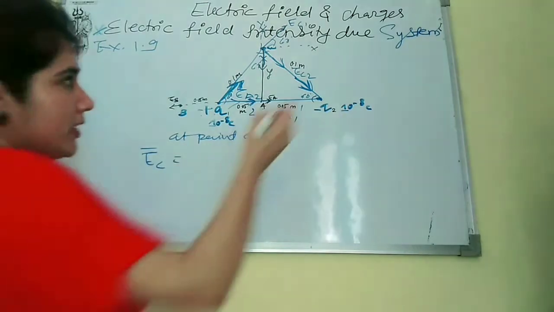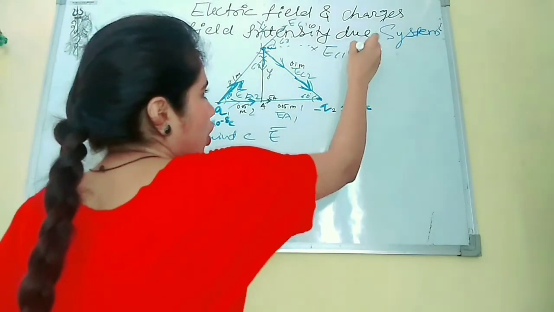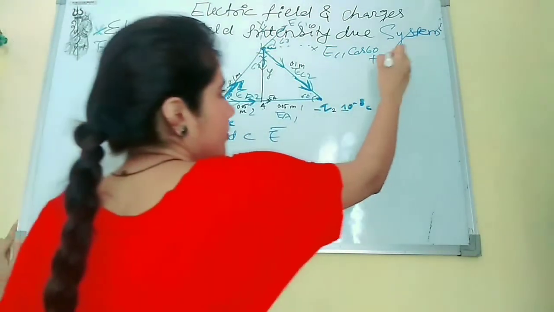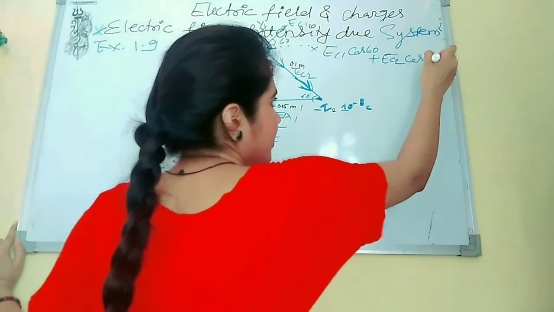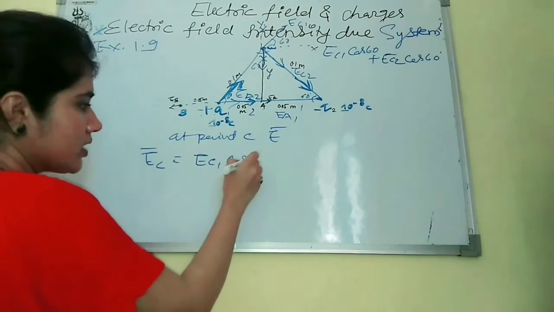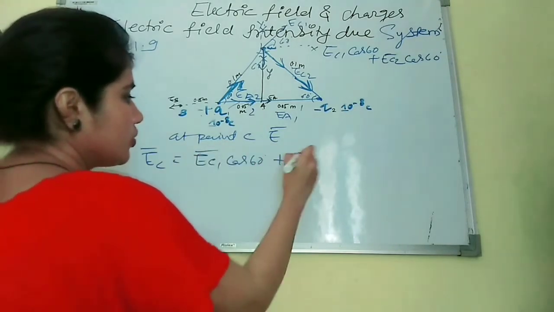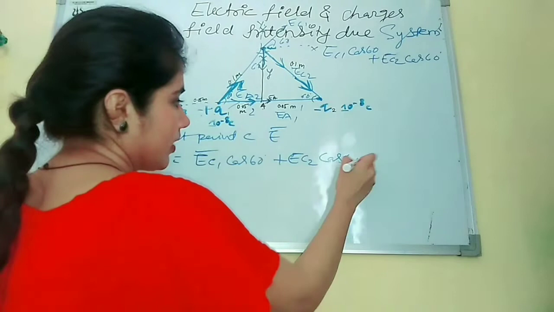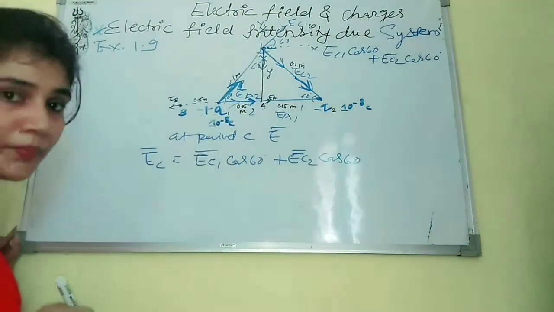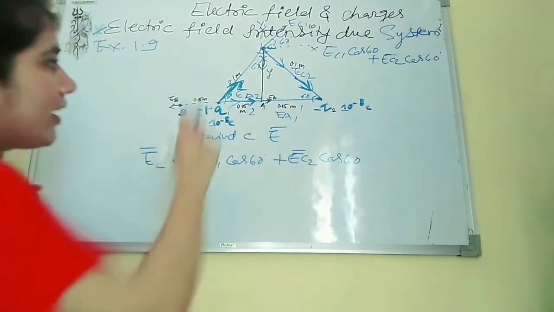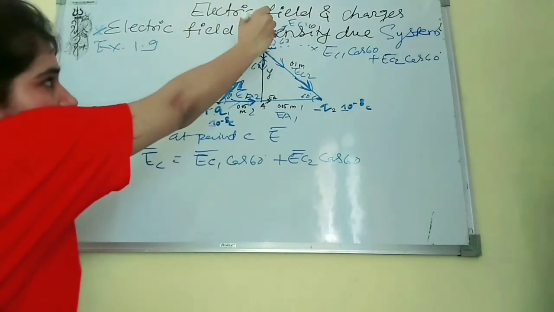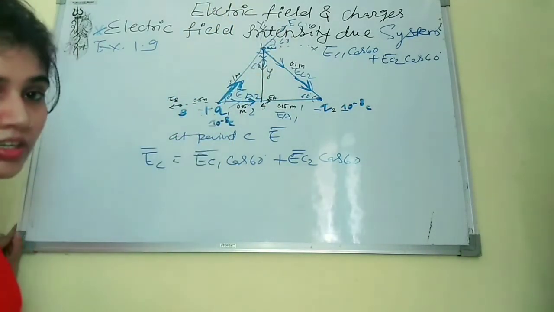So the component will be EC1 cos 60 plus, for this charge, EC2 cos 60. So what we will get is EC1 cos 60 plus EC2 cos 60. That will be in the x component, and the y components will cancel each other because the charge is the same value and the distance is the same.